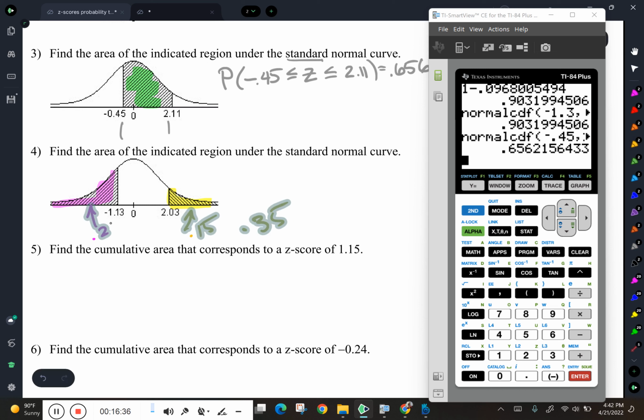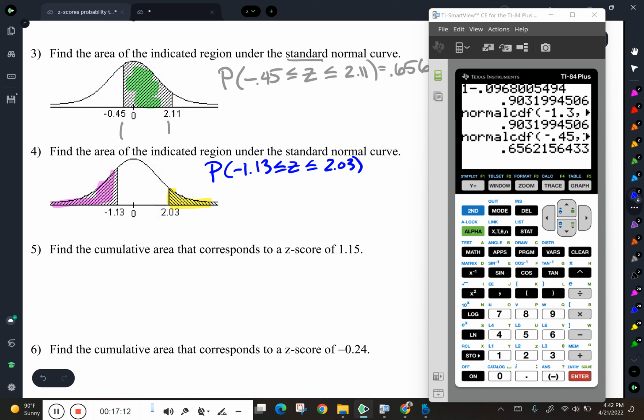Another way that I could find it is I could find the middle piece and subtract from 1. Like, let's say that this was 0.6. Well, if that's 0.6, then the rest must be 0.4, because since it's a standard normal curve, the area under it must always add up to 1. Now, me personally, I'm lazy, so I am going to do it that second way. I am going to find first the probability for negative 1.13 being less than or equal to z, less than or equal to 2.03, and that's going to give me that middle piece, and then I'll subtract from 1.